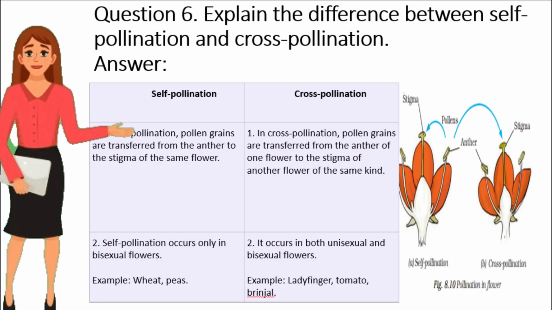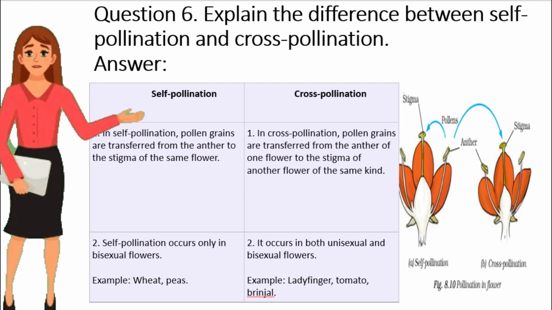Question 6. Explain the difference between self-pollination and cross-pollination. Answer. 1. In self-pollination, pollen grains are transferred from the anther to the stigma of the same flower. Whereas in cross-pollination, pollen grains are transferred from the anther of one flower to the stigma of another flower of the same kind. 2. Self-pollination occurs only in bisexual flowers, whereas cross-pollination occurs in both unisexual and bisexual flowers.